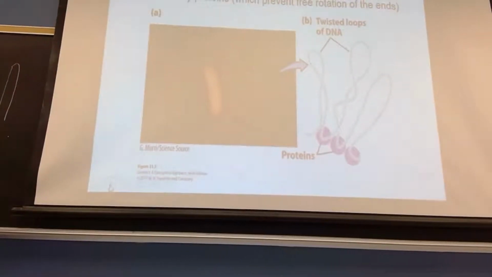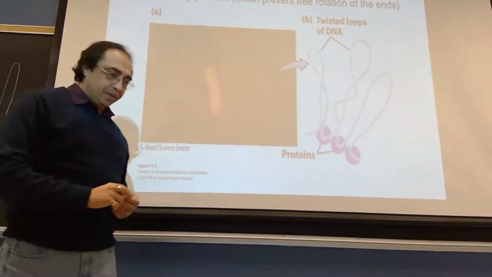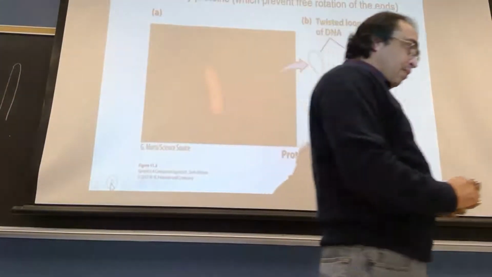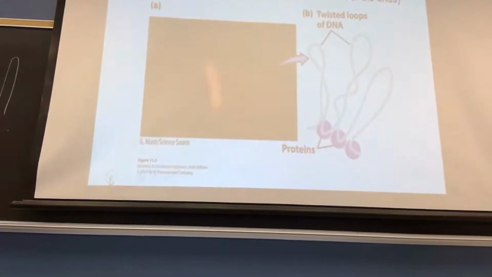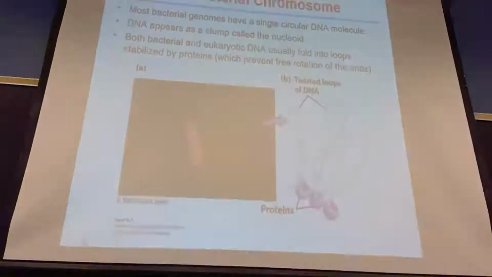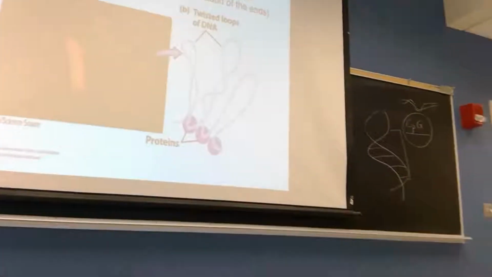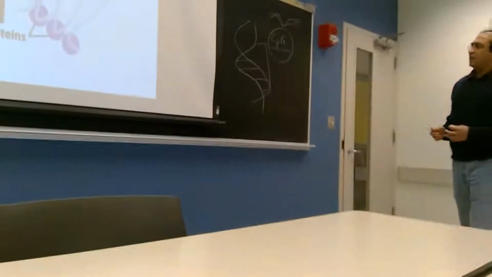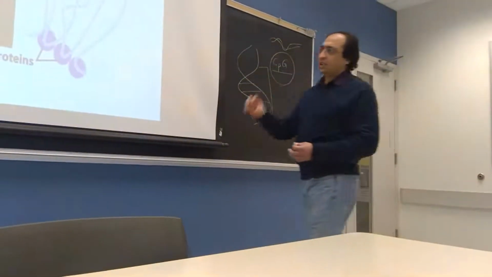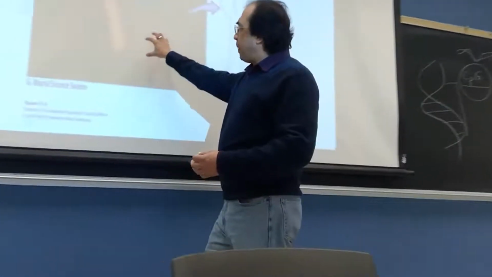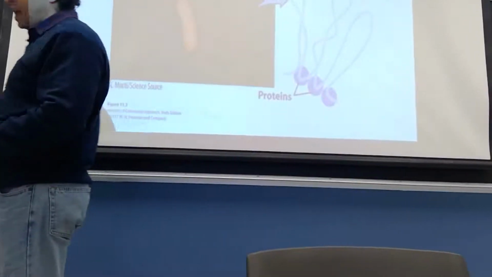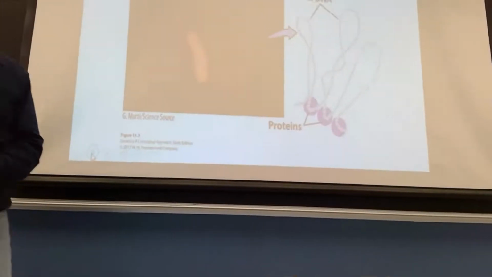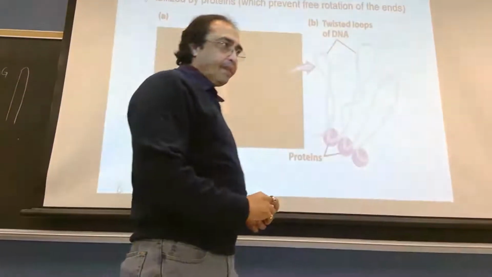But in case of bacterial chromosome, they are not protected by any kind of membrane. They are open in the cytoplasm, but they are actually composed in a particular space in the cytoplasm, in a particular area. That area is called the nucleoid.